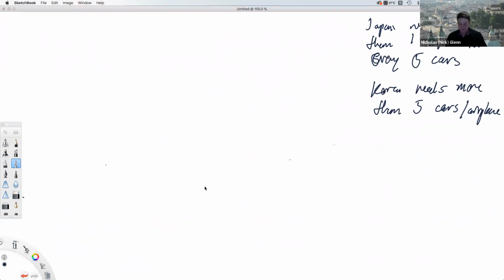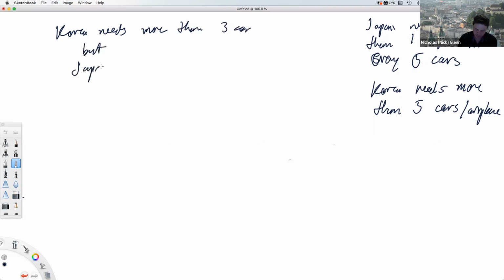So this has to be within a range here, right? So Korea needs more than 3 cars for the airplane, but Japan will not trade 5 cars or over.